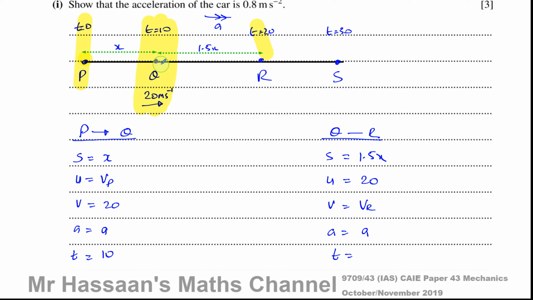And the time here is, again, 10 seconds, because it's between this time and that time, between t equals 20 and t equals 10. Sorry, t equals 10 and t equals 20. The difference between them is 10 seconds. It takes 10 seconds for it to get from Q to R. And that's what we're considering here.